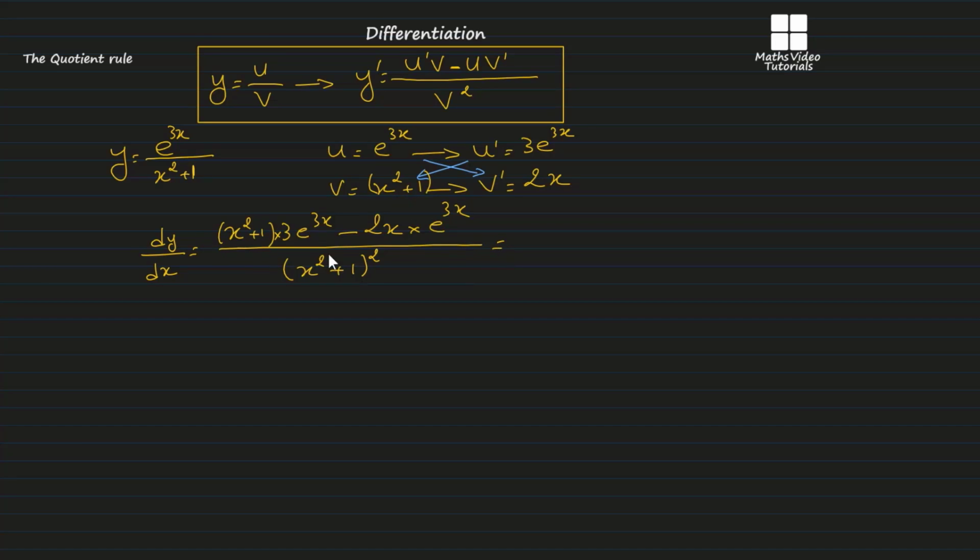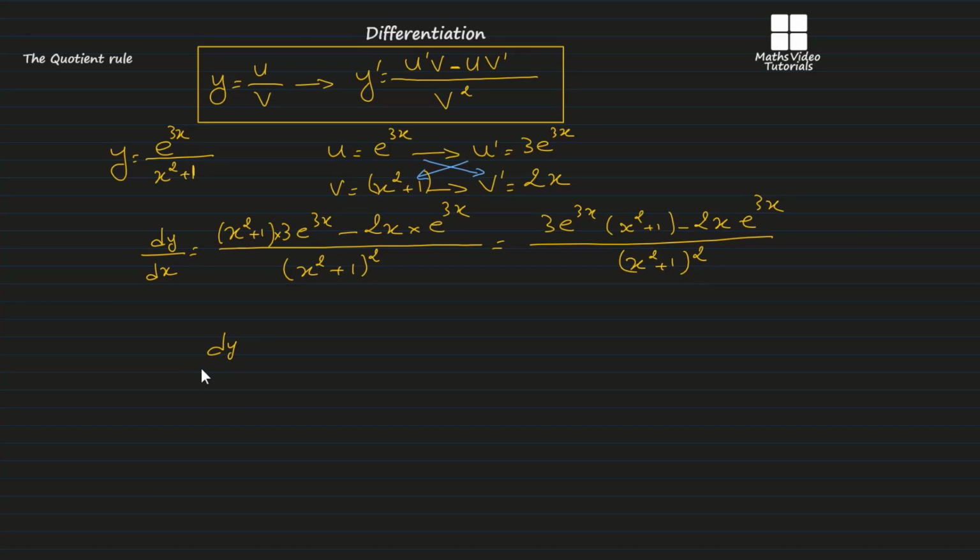Let's see if we can tidy the numerator up. I'm going to bring the 3e to the 3x at the front of the bracket. So that is 3e to the 3x, open bracket, x squared plus 1, and then minus, same here. Actually, this one I keep it as it is, 2xe to the 3x, divided by (x squared plus 1) all squared.